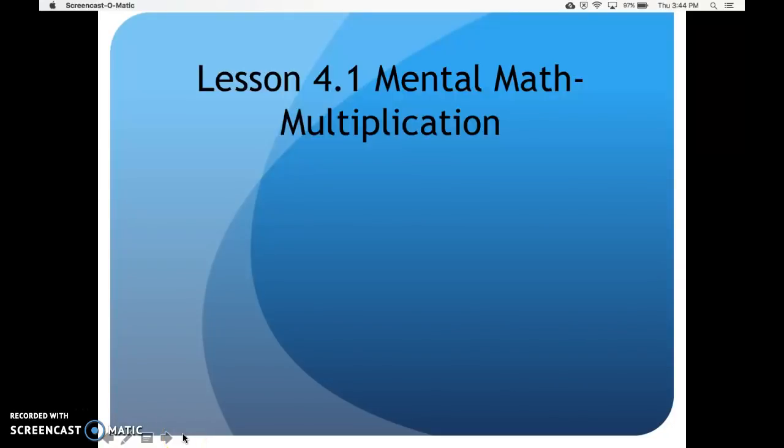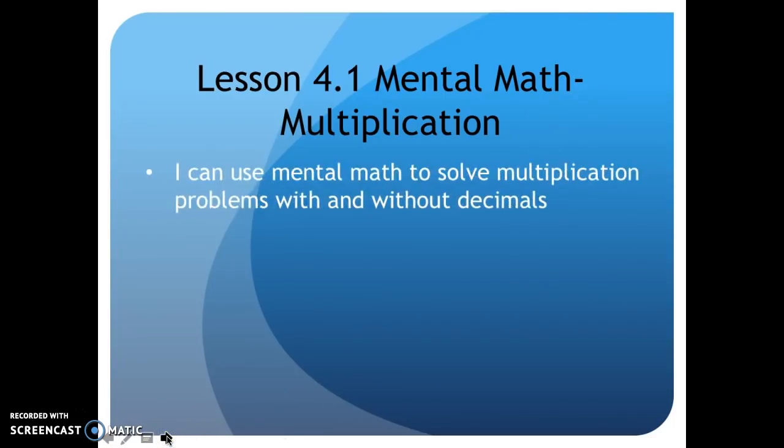Hello, ladies and gentlemen. We're moving on to Unit 4. So this is Lesson 4.1. We're going to use mental math to solve some multiplication problems. So let's see your I can statement. I can use mental math to solve multiplication problems with and without decimals. So take a minute to get that written down. If you need to stop the video, go ahead.